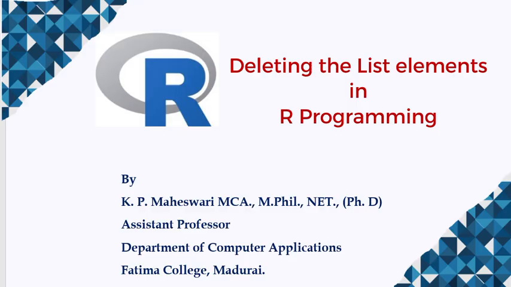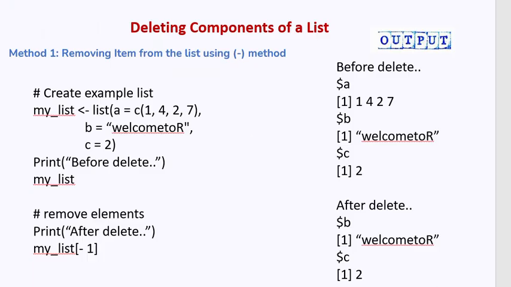In this video, we are going to delete the components of a list with the help of two important methods. The first method is we can remove the item from the list by using a minus sign along with the list index value. We know well the index value starts from 1 in R programming and continues till the end of the list data. Now let me see a sample.